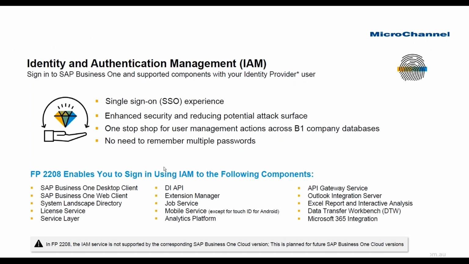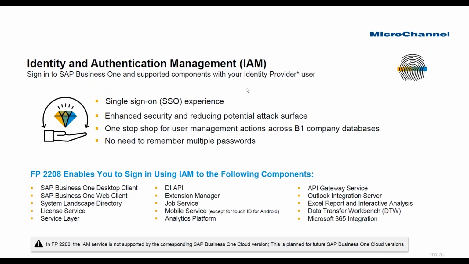So you're able to sign on to Business One and supported components via your identity provider. The current release, which is Feature Pack 2208, only supports Active Directory or Azure Active Directory. These are the two services that can be used as external identity providers. In time, additional providers will be added, but these are the ones. And then you've got single sign-on on your web client, on your desktop client, on your SLD, on your license server, and on your analytics and so on.